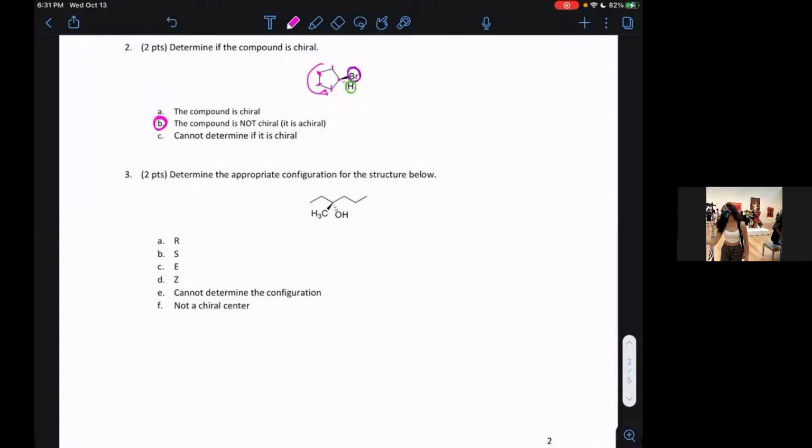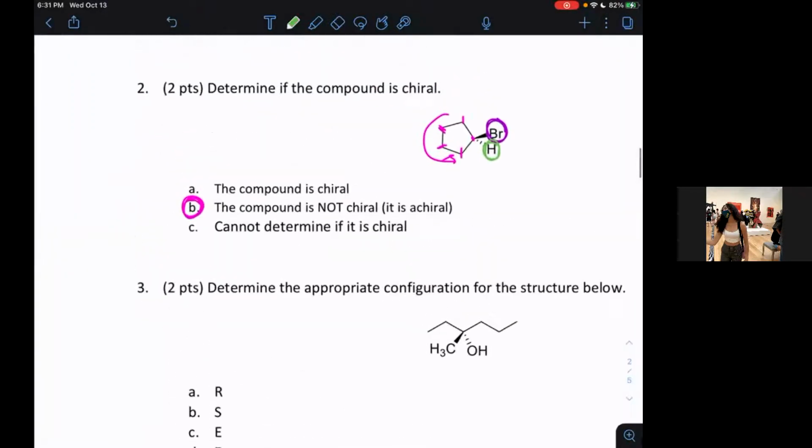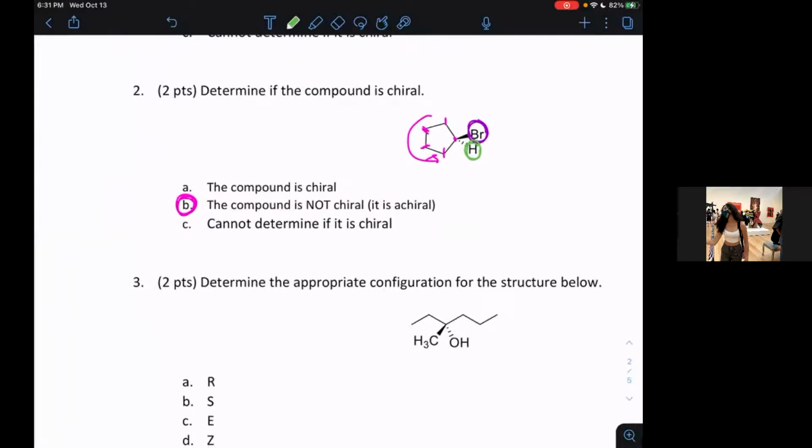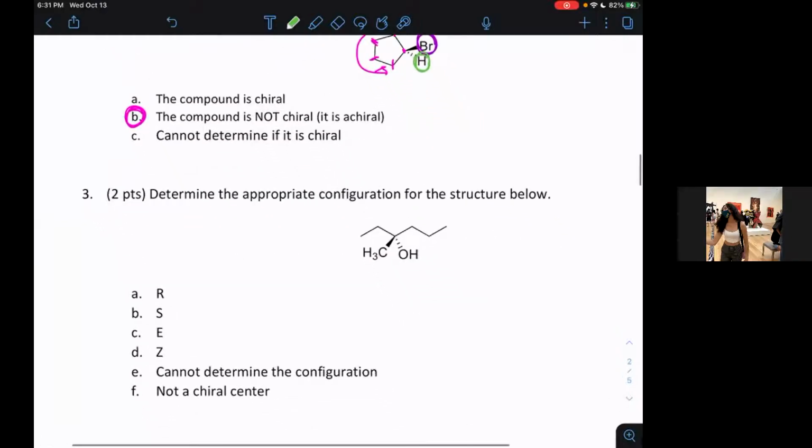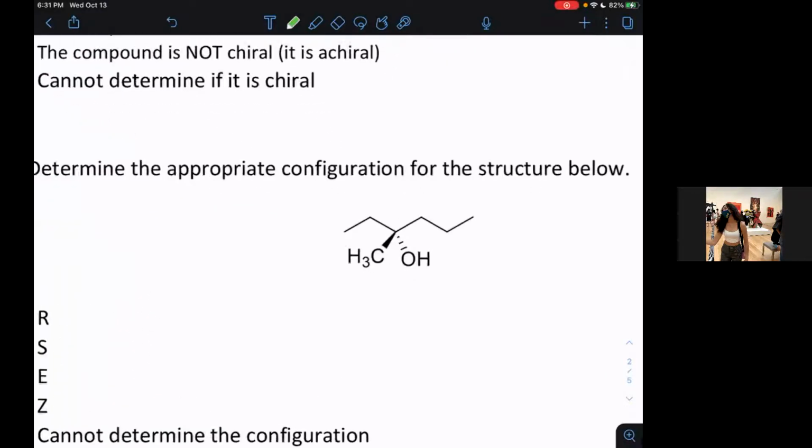Okay. Is that one okay? Yeah, I got B as well. Okay. So determine the appropriate configuration for this structure below.